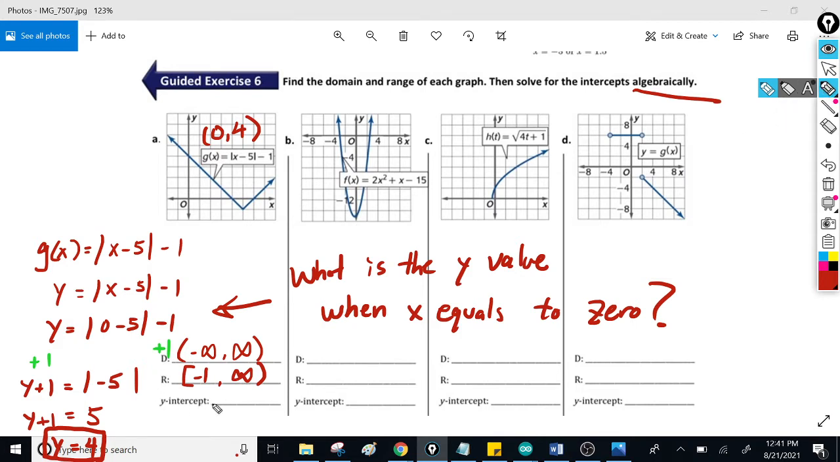So for the y-intercept, you always have the x value of 0. You don't even have to calculate it. It's always going to be 0. The x value will always be 0. And then the y value, you just calculate it right here. So that means you are looking at 4. So the location of the y-intercept is (0, 4).